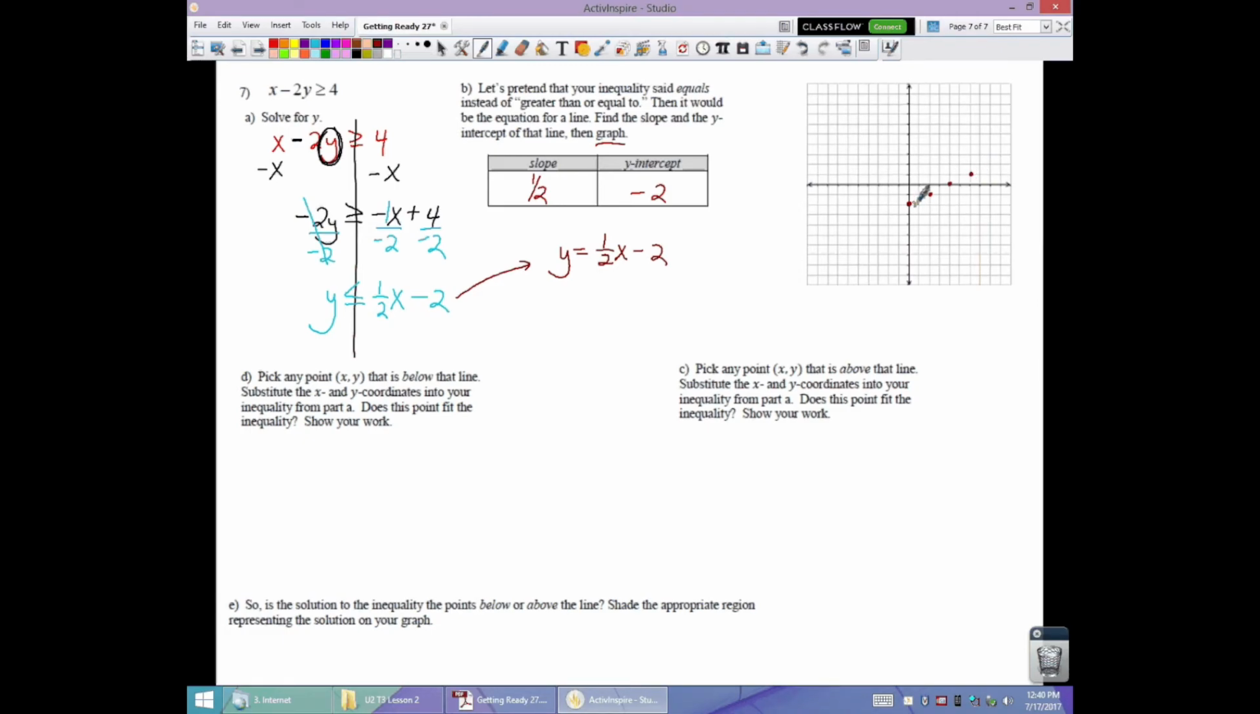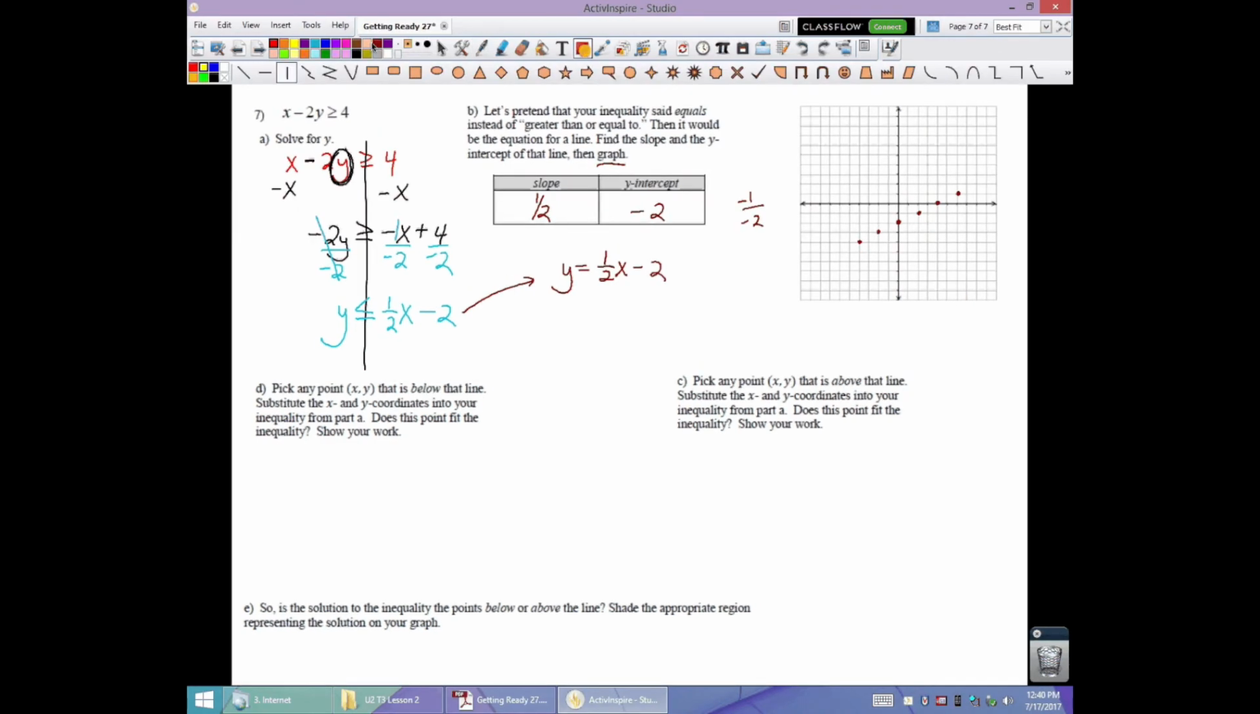I could also reverse it. Since -1 over -2 is also a slope of 1/2, I could go down 1 and left 2. Down 1 and left 2. That's more than enough points. We actually only needed 2. But I should extend this line now across the graph.